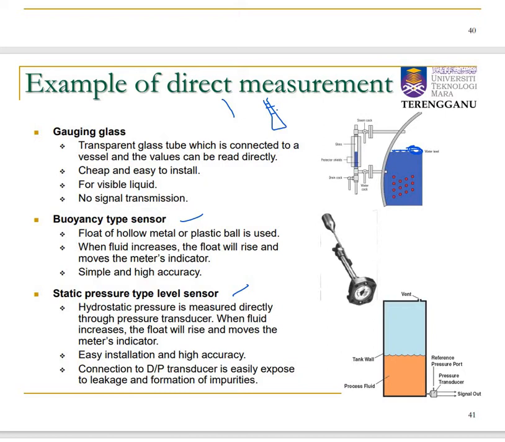Okay, next we have a static pressure type level sensor. So this type of level sensor measures directly through a pressure transducer. Basically the level is measured by the pressure inside the tank for this static pressure type level sensor.